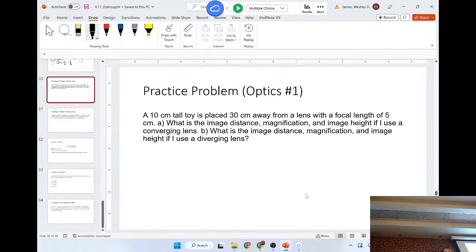What is the image distance, magnification, and image height if I use a diverging lens? Seems like a lot, but it won't be that bad. All right, so step 1, what is given?